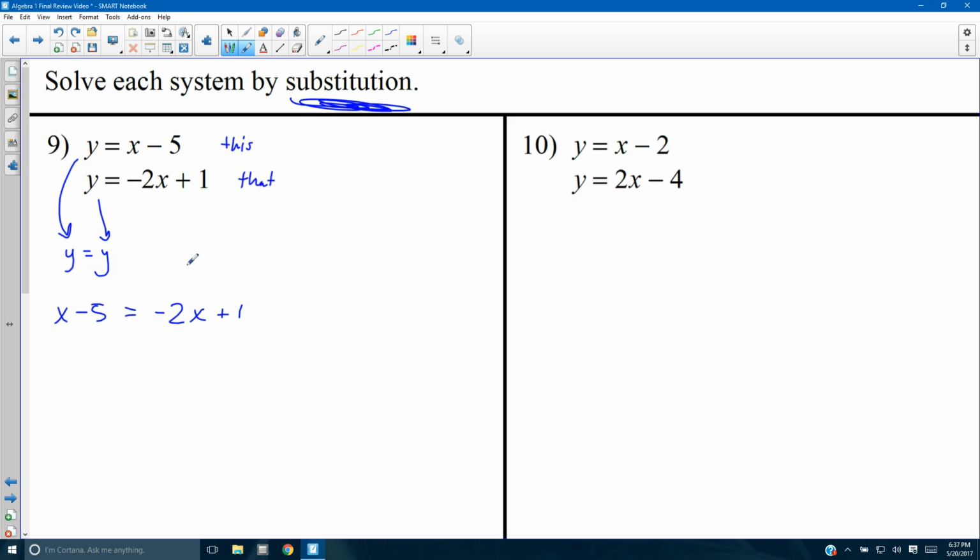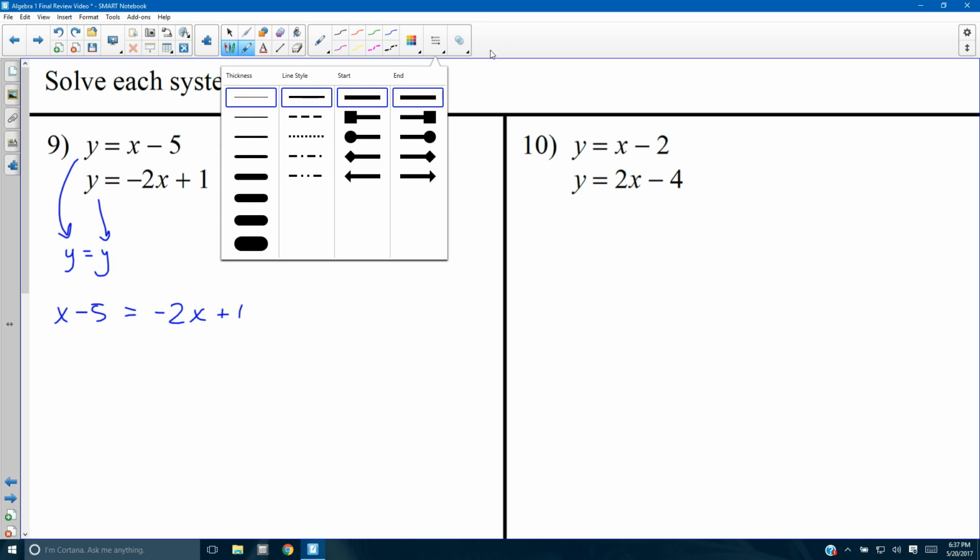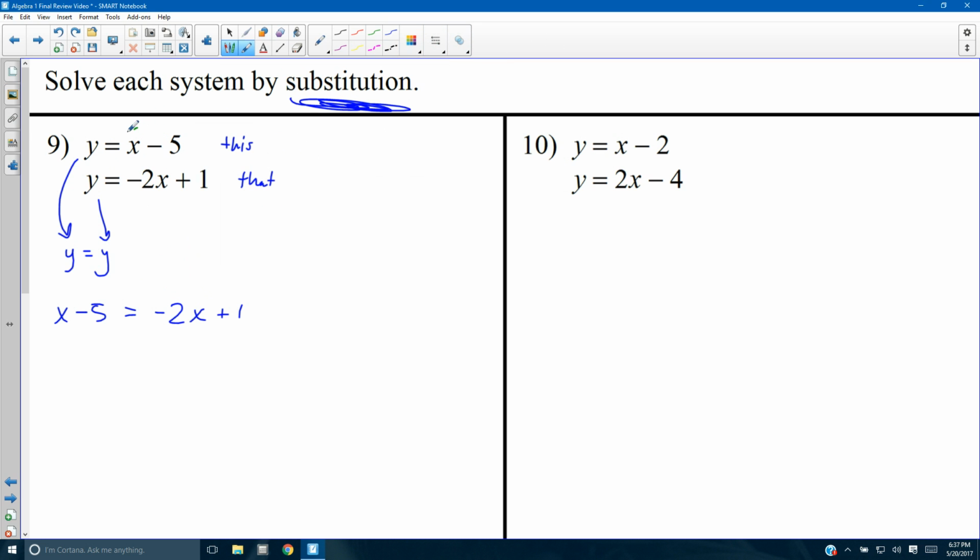Another thing this is called in your textbook is the equal values method. I tend to just call it substitution. In fact, it's probably the easiest type of substitution. Just don't really confuse yourself with the idea. If this equals y, this can take place of this y right here just fine. And you have that exact equation that we see down below.